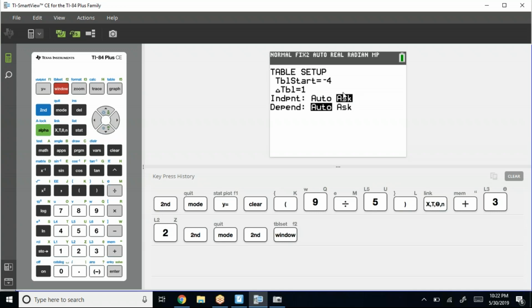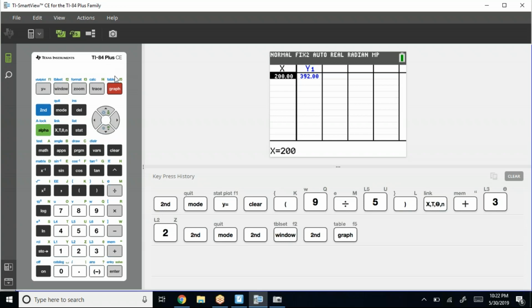Or I can put it on ask, and when I go second graph, which says table up in blue, let me hit delete right there. Now I can put in 10 and hit enter, and it tells me that it's 50, right? At this point, I like to ask because maybe it's some decimal. Maybe it's like 12.8. You don't want to have to adjust your steps on your tables to accommodate that. It's easier just to be able to ask and put in an X value, right?